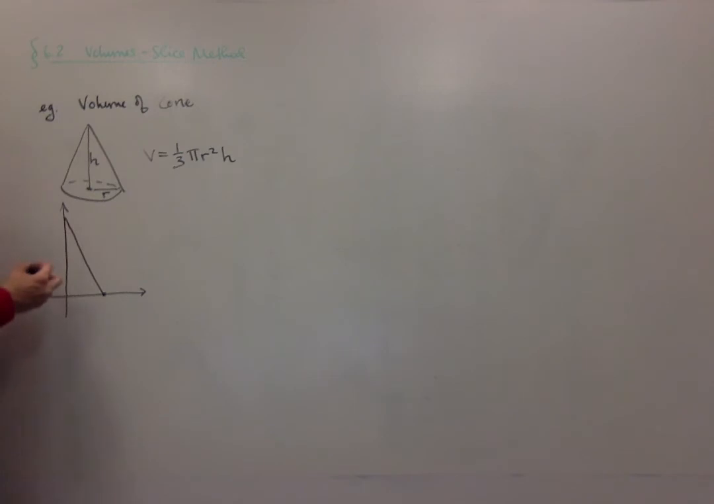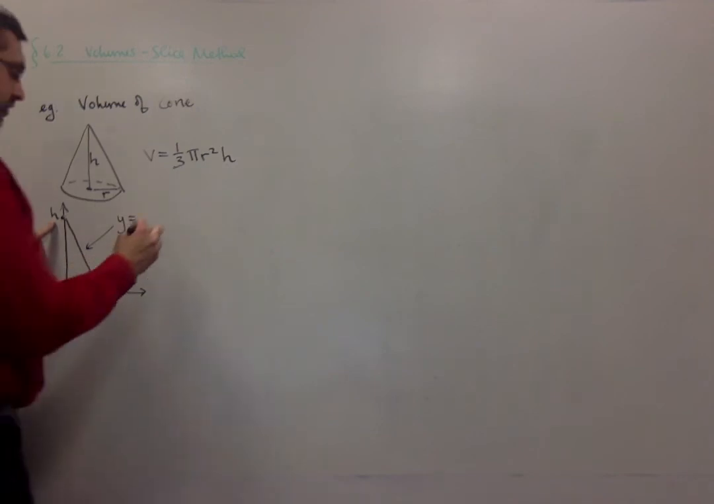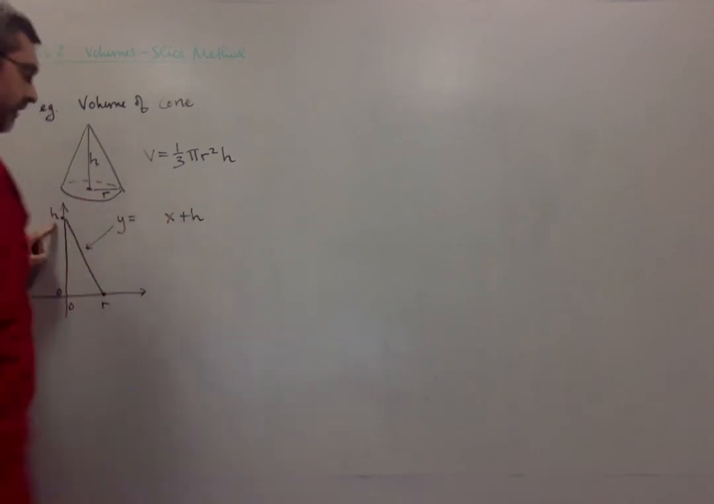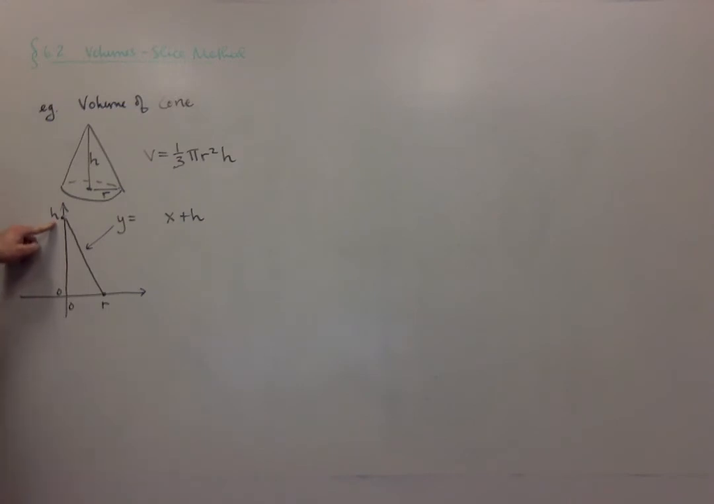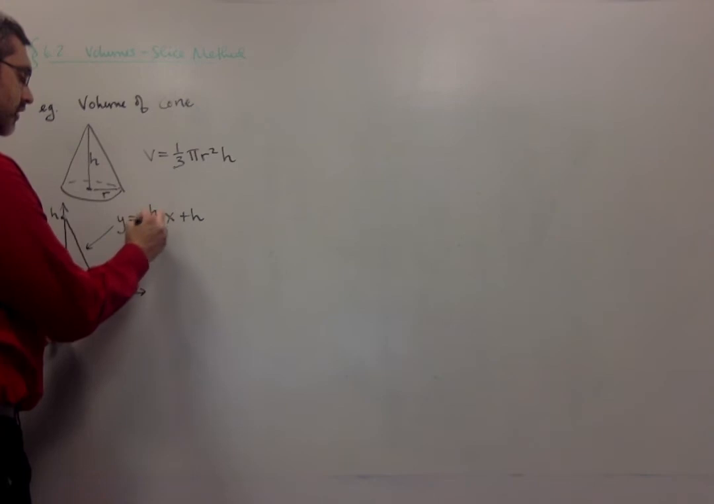around the y-axis. So we first have to get a formula. If this is height h, and this goes from 0 to r, what is the formula for this line? Okay. Well, it's a line with the y-intercept h, so it's going to be something x plus h, because the y-intercept is h. And the slope is going to be, we go down, remember it's rise over run, so we're going to go down h and over r. So the slope is going to be negative h over r.